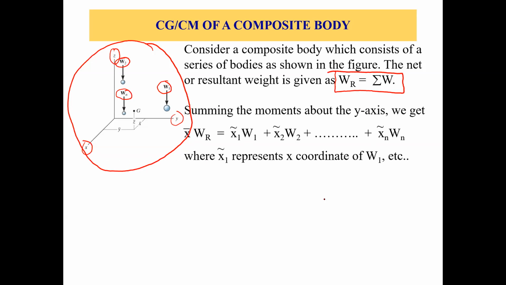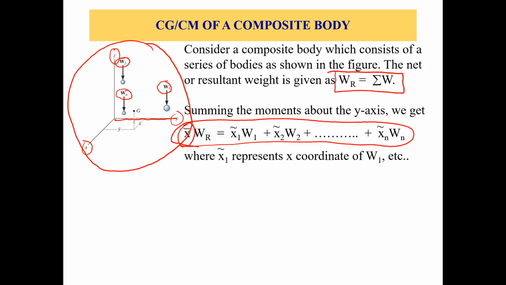Okay, now summing the moments about the y-axis, we get this equation, right? So what does this equation tell us? It gives us the moments about the y-axis. So this is our y-axis, right? Now we are taking the moments of all these individual weights and the total weight about the y-axis, right? So the moment arms will be x1 bar, x2 bar, up to xn bar, right? So these are the moment arms of all these individual weights. And this x bar is the moment arm of the resultant weight.